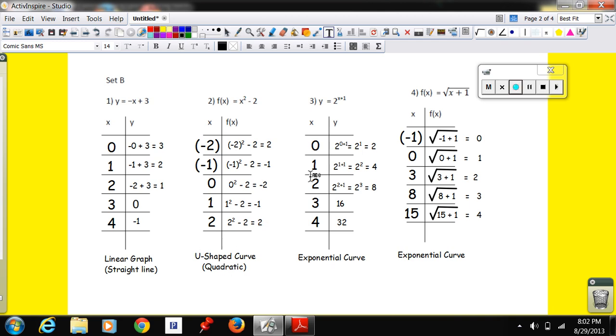It's quadratic. The next one is an exponential curve, so it's going to have an exponent. Each one of these: 2 to the first, 2 to the second, 2 to the third, 2 to the fourth would be 16, 2 to the fifth would be 32. So that's an exponential curve.